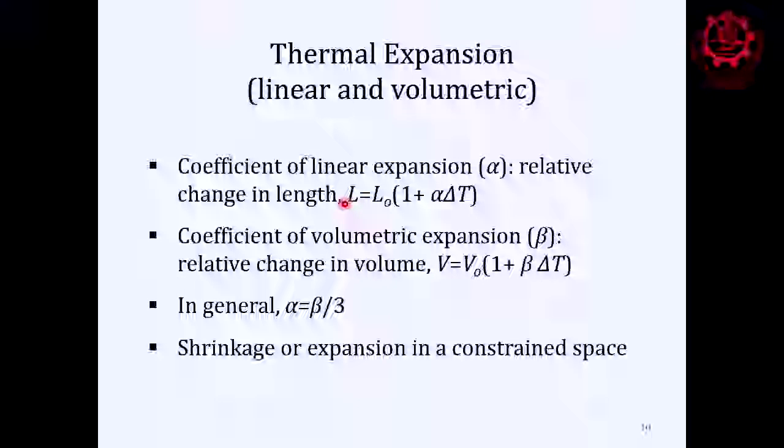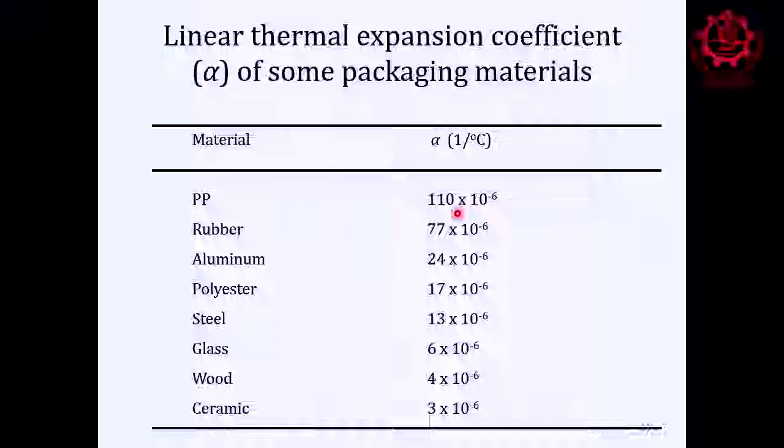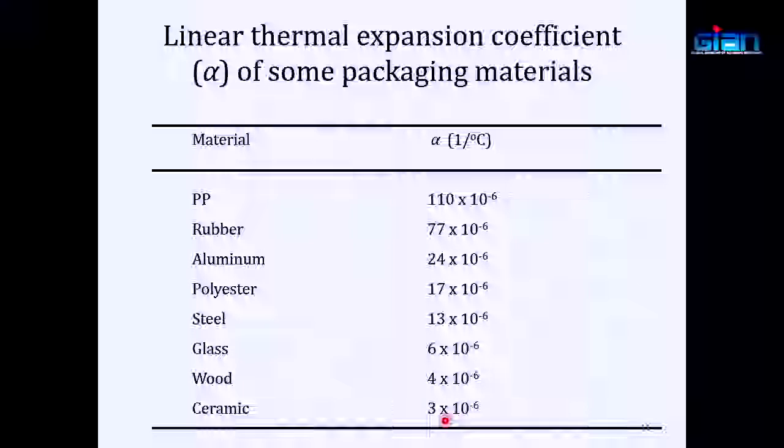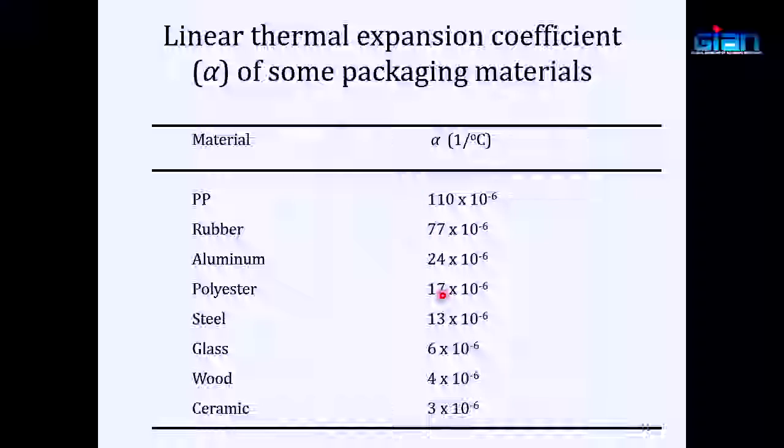So it is important because it could be shrinkage or expansion in a constrained space. So it is very important. We gave some examples where thermal expansion would be important. And as you can see here, different materials have different levels of expansion. Actually, polypropylene has two orders of magnitude more expansion compared to ceramics and wood, right? So you really need to know this number. Otherwise, during processing, if you do not account for it, then you may have failure in the material.